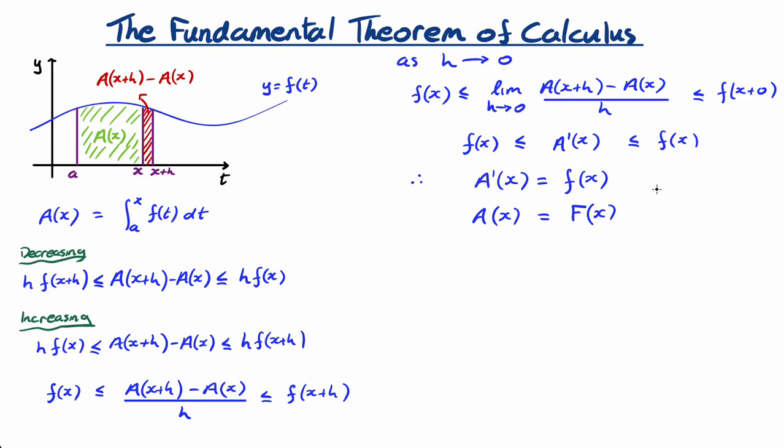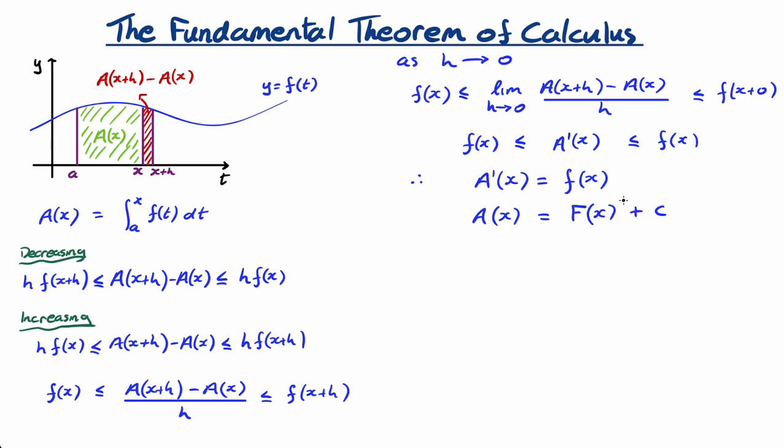So A of x is capital F of x, where capital F is the antiderivative. And we do a plus c, because if we differentiate both sides here, we differentiate this, we get A dash of x, differentiate this, we get f of x, and then there can be a non-zero c, that we differentiate, and we get nothing, because the derivative of a constant is nothing. So A of x is equal to capital F of x plus c.